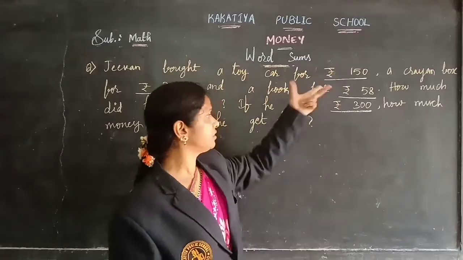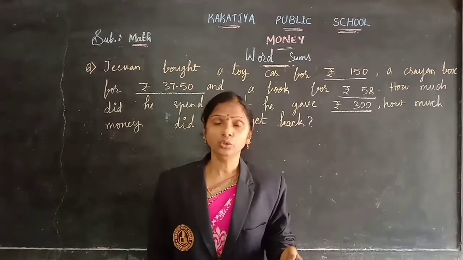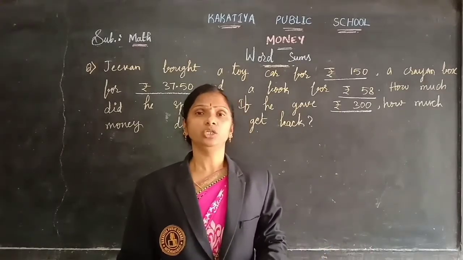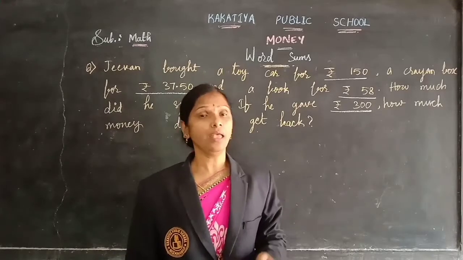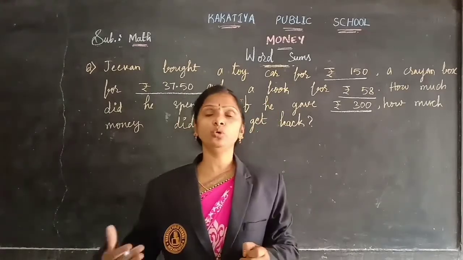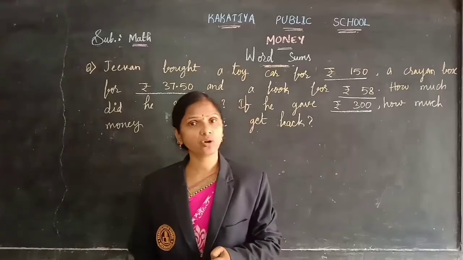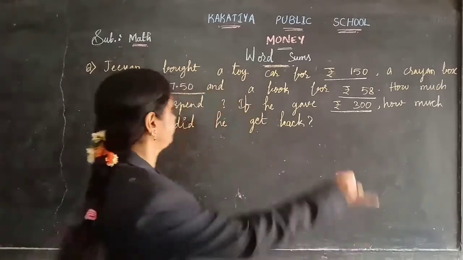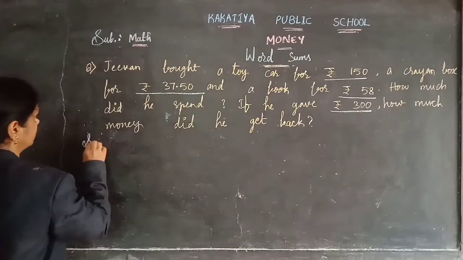Okay, after getting the three items cost together, you need to subtract the sum from the 300 rupees to get back the amount. This problem, you need to do first addition and later on subtraction, children. First, let's do the addition here.